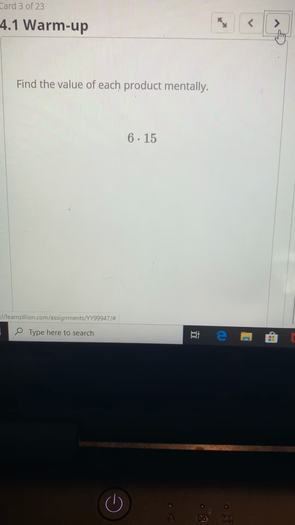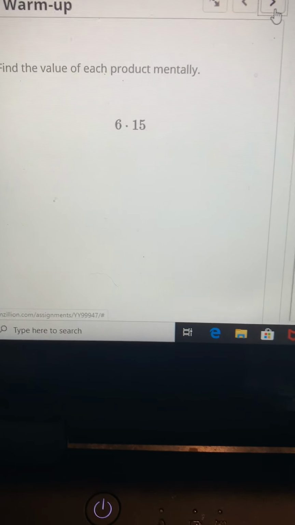They said you could find each product. You can find each product mentally.